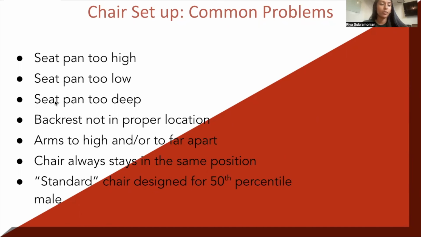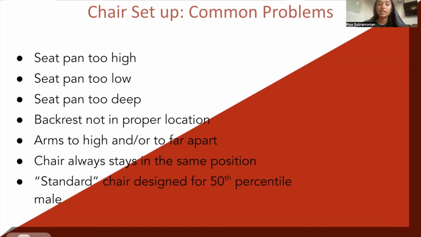The next one would be having the seat pan too deep. For this, we want to have 1 fist of space in between the seat pan and the back of our leg. The next one would be the backrest not being in the proper location. The next one would be the arms being too high or too far apart. We don't want any of that shrugging of the shoulders that would cause tension in those upper muscles.